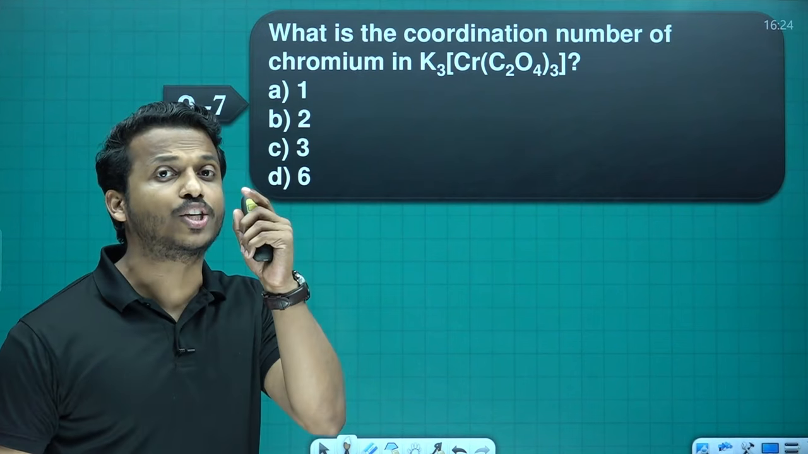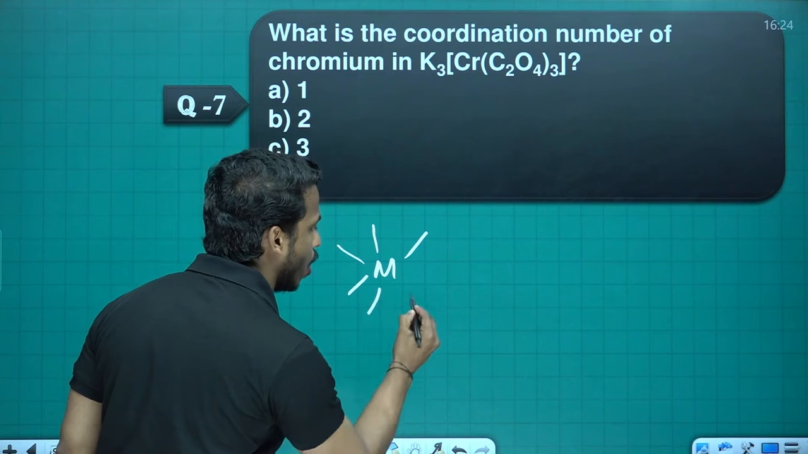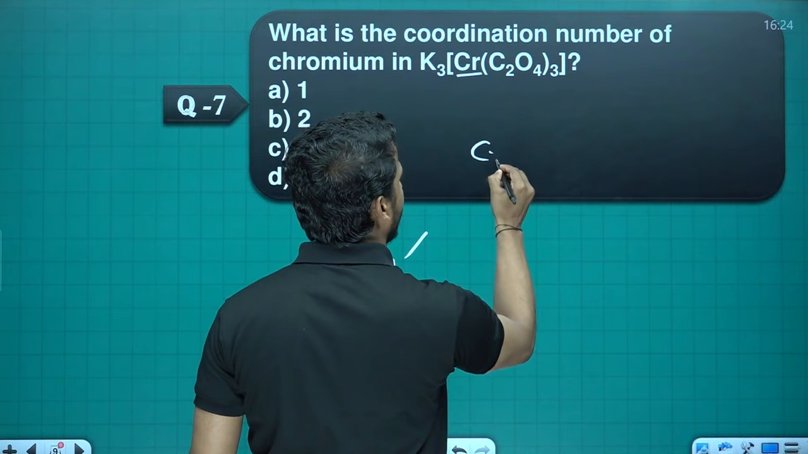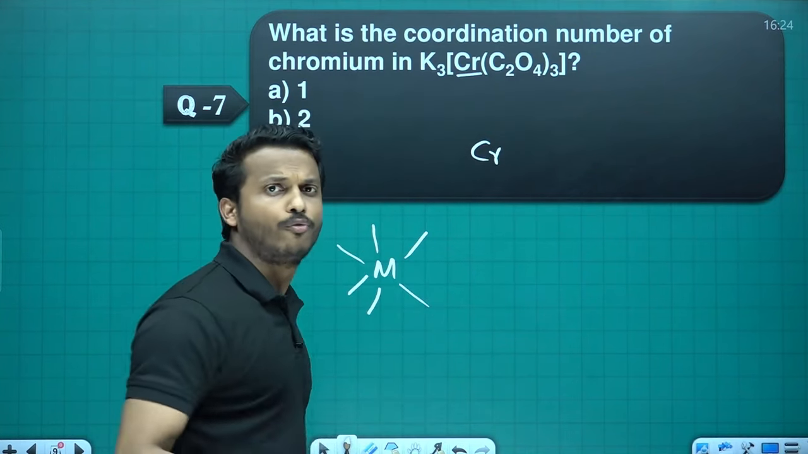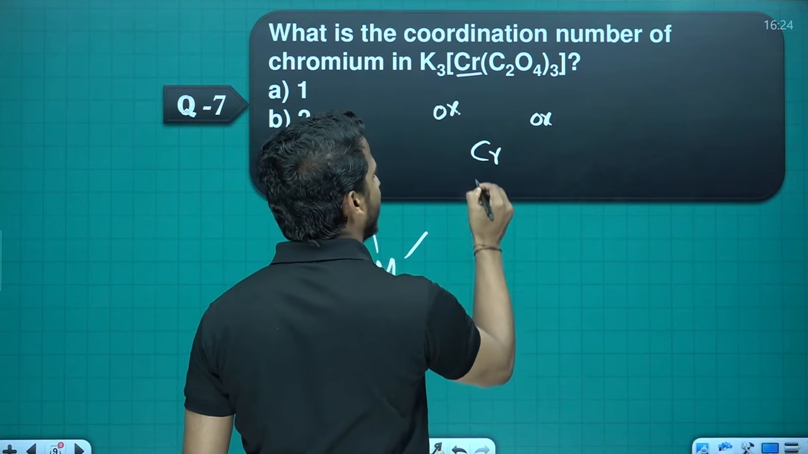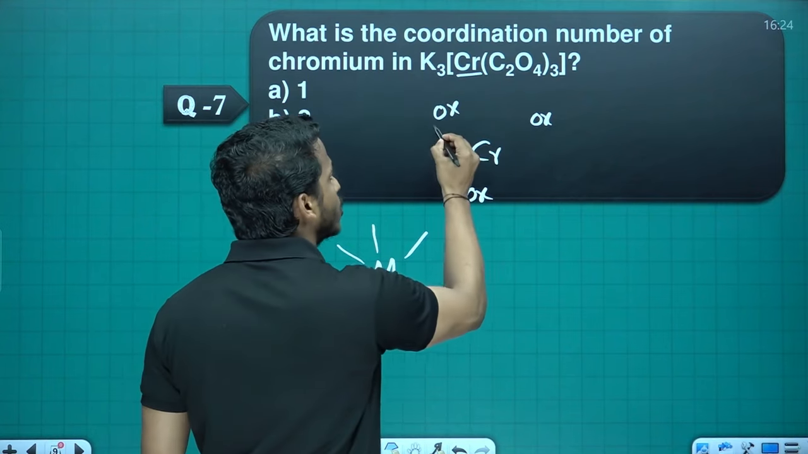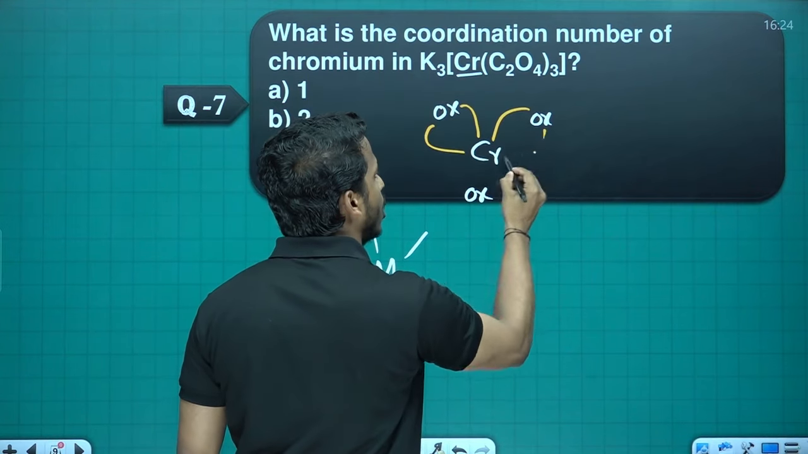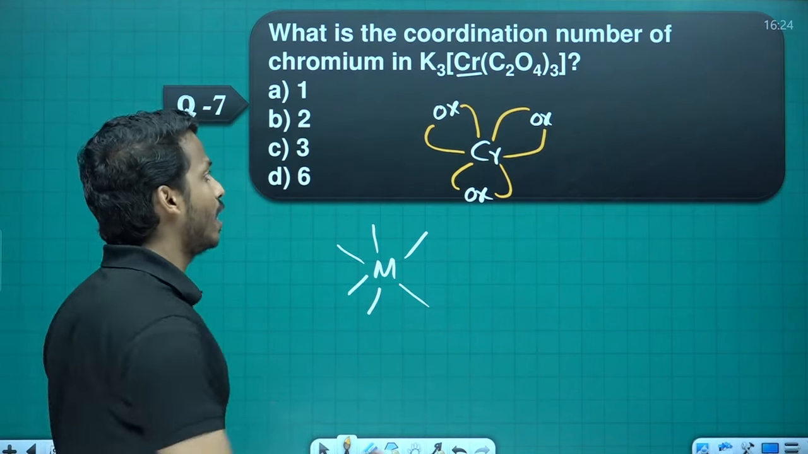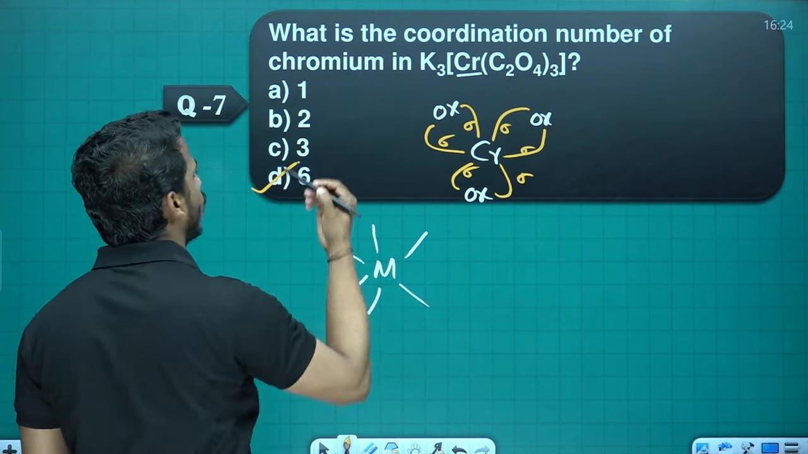What is the coordination number of the chromium in this one? What do you mean by coordination number? Coordination number means the number of sigma bonds around the central metal atom. Here the central metal atom is chromium, right? It is surrounded by C2O4. What is C2O4? Oxalate. How many are there? 3 oxalates are there. You know very well, oxalate is a bidentate ligand. So 1 OX provides 2 sigma bonds. So total 3 OX will provide 6 sigma bonds, my dear. So what is the number of sigma bonds? 1, 2, 3, 4, 5, 6. So 6 is the coordination number.